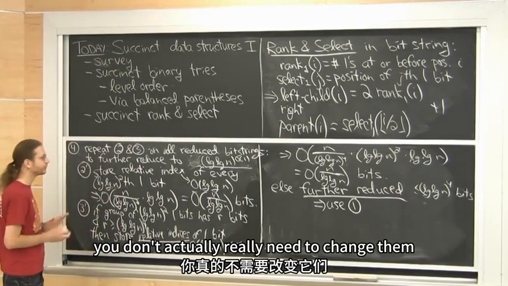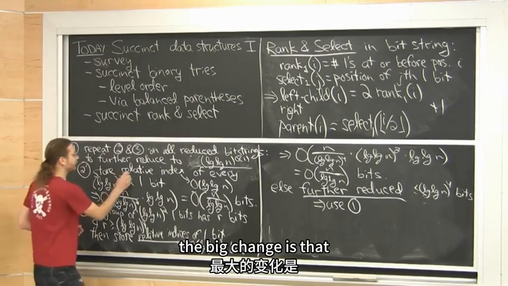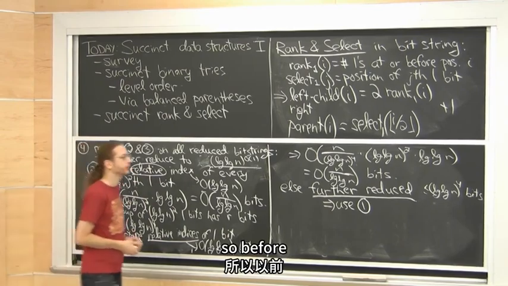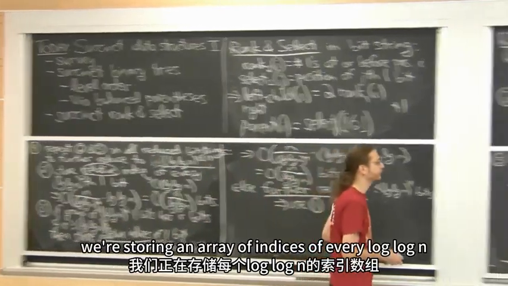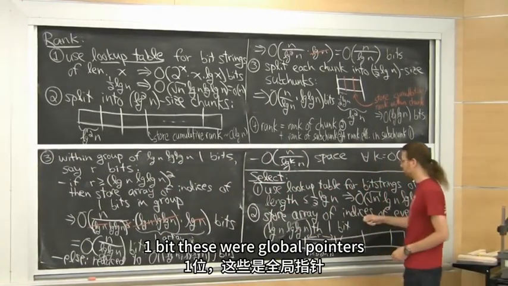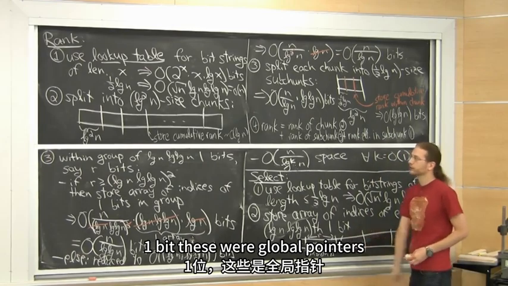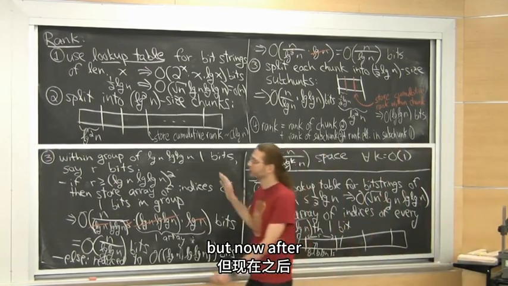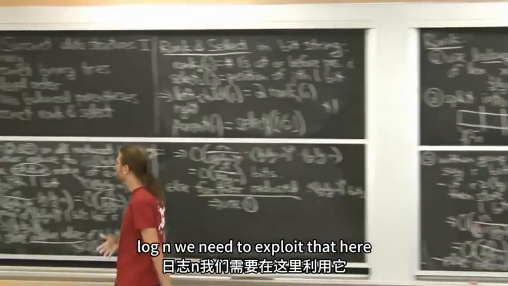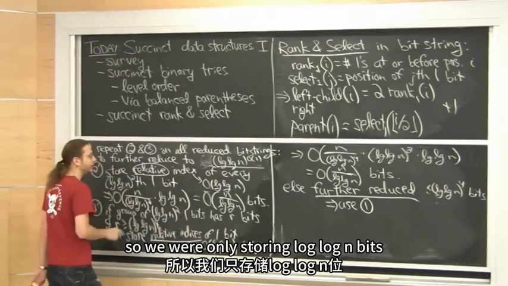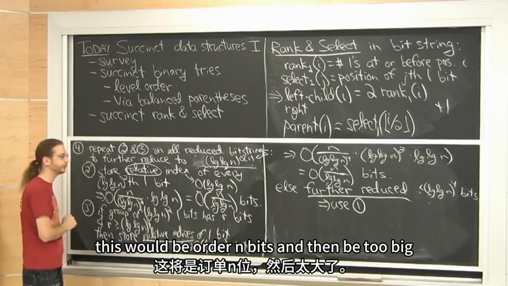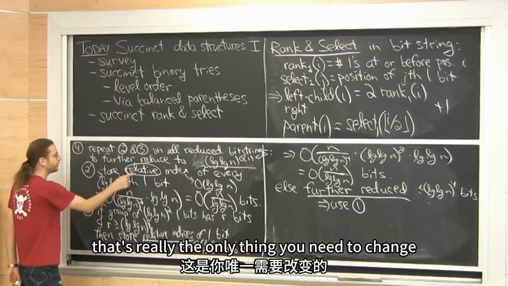You don't actually really need to change them. The big change is that you're storing only relative indices, not indices. So before, we're storing an array of indices of every log nth 1 bit. These were global pointers. But now, after 2 and 3, we've reduced to something of size log n or polylog n. We need to exploit that here so that we're only storing log n bits. If we didn't do that, this would be order n bits and then be too big. That's really the only thing you need to change.